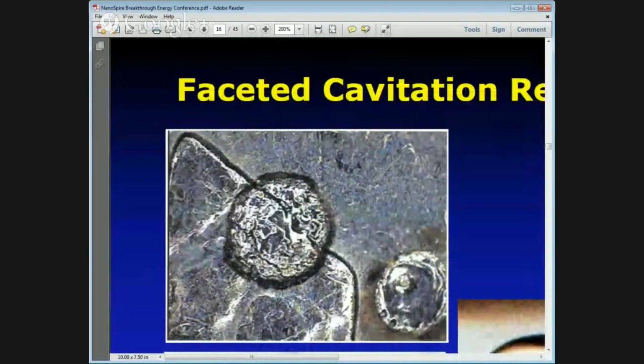Can you also make those pictures bigger, please? Yep, I sure can. Okay, so this is actually an impact into a coin that I had, and so you can see facets here, there's a 120-degree angle right there between those facets. And then you come over to this one, and you can see that it's actually round.